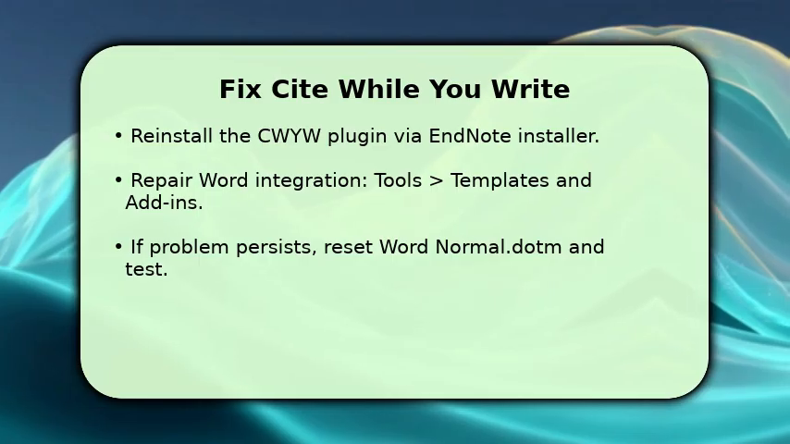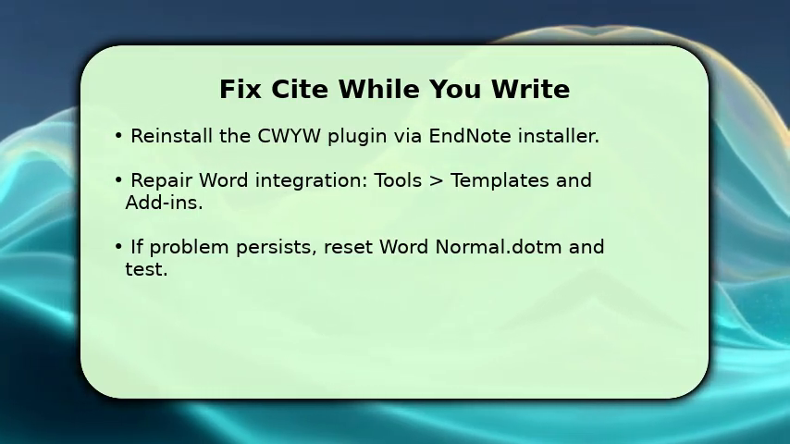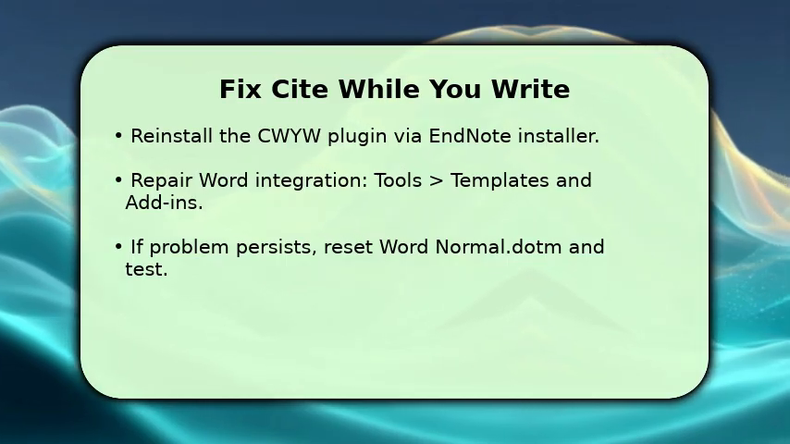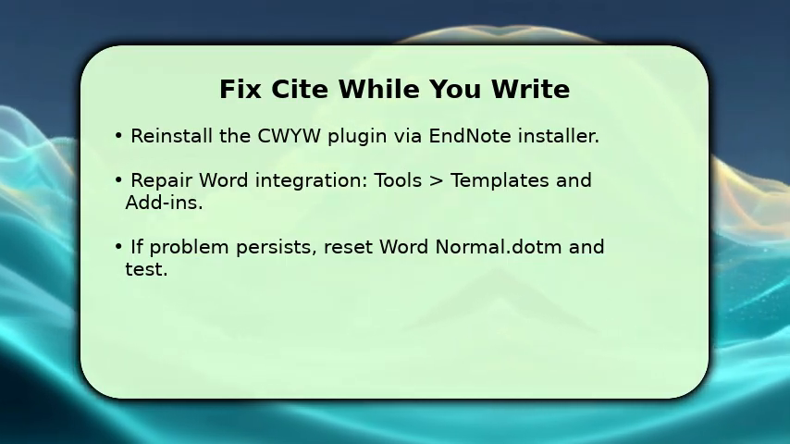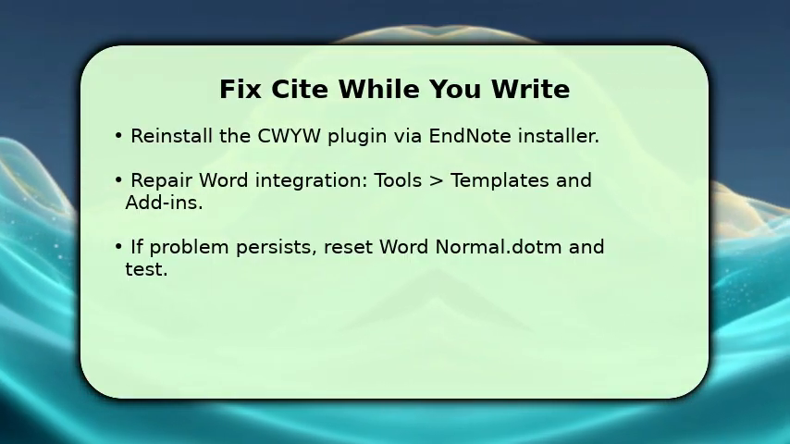If citations still fail, repair or replace the Normal.dotm template in Word to remove stray macros. One troubleshooting tip: if edits seem lost, test in a new document. If that works, migration of content, not EndNote, is often the culprit.